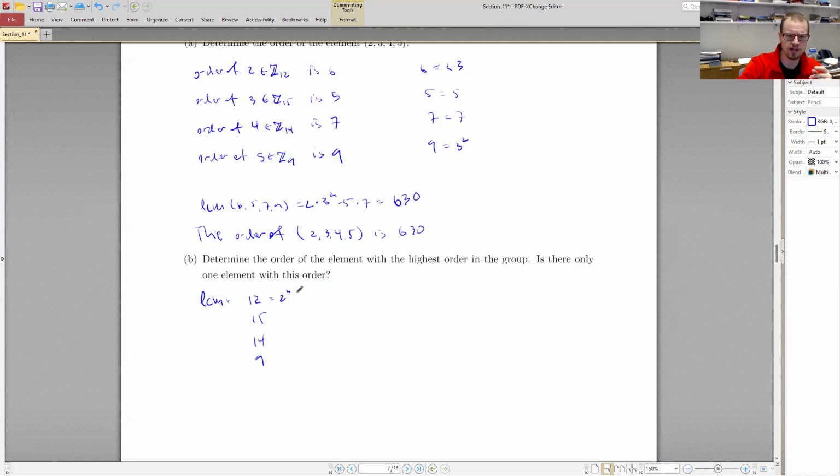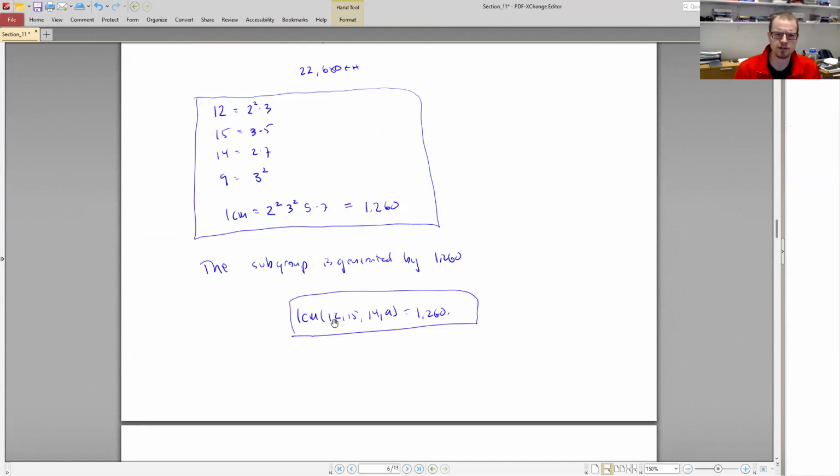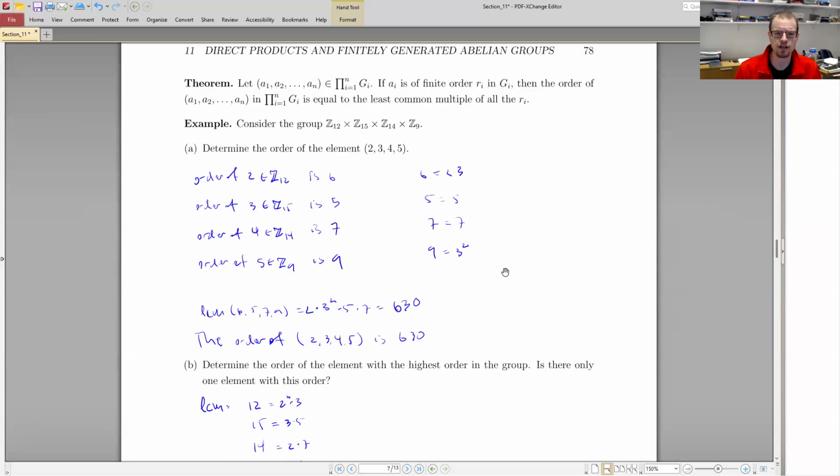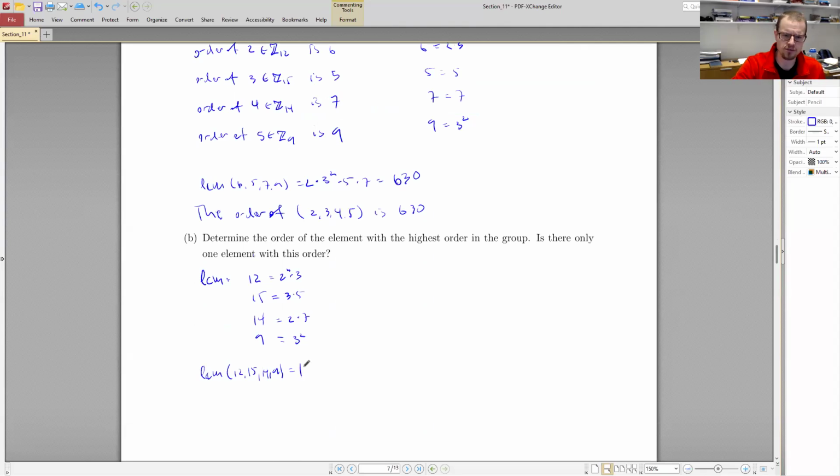We want to recognize how these can be written. 12 is 2 squared times 3. 15 is 3 times 5. 14 is 2 times 7. And 9 is 3 squared. There we go. So the LCM of these numbers, 12, 15, 14, and 9. Isn't that the one that we did earlier? Yep, excellent. The 1,260. So I suppose we don't really need to do all that work again.